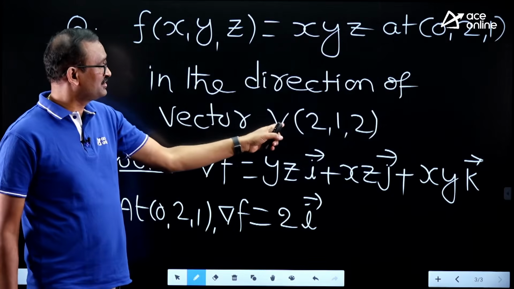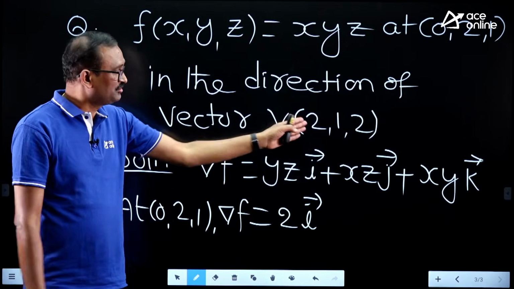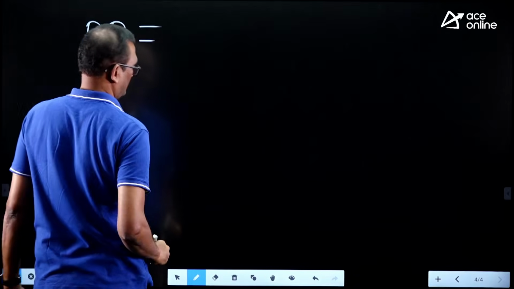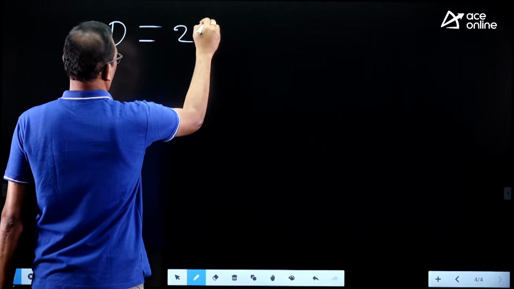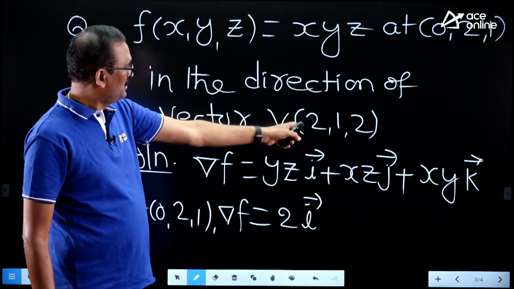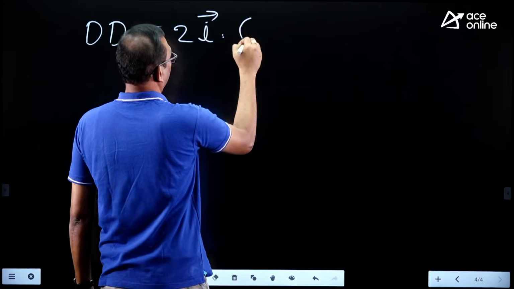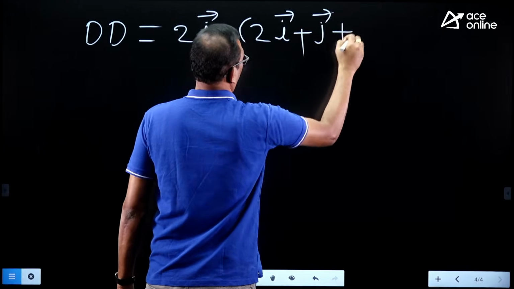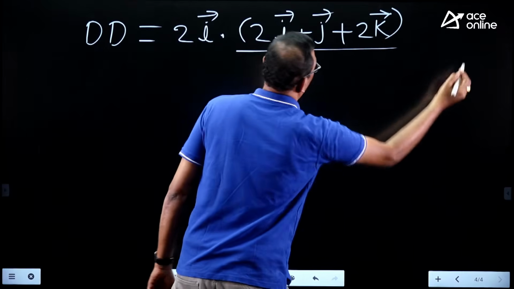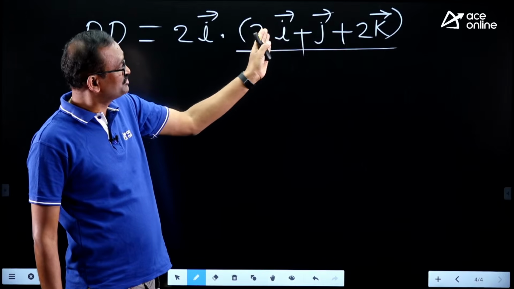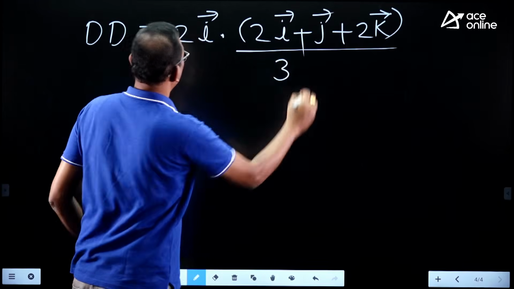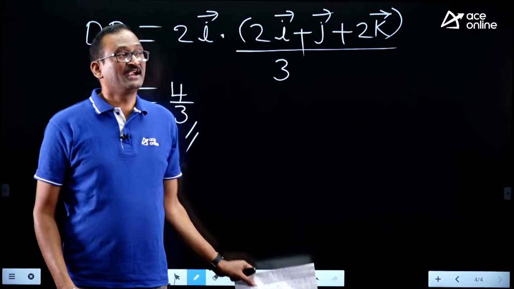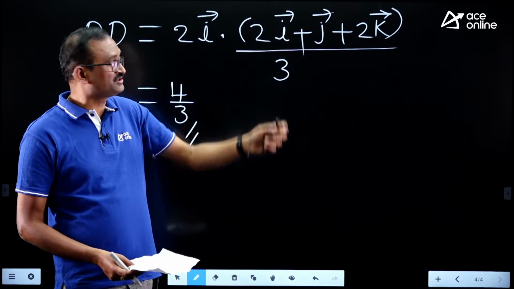But we want the gradient in the direction of the vector 2i bar plus 1j bar plus 2k bar. Therefore, the directional derivative would be 2i bar dotted with (2i bar plus j bar plus 2k bar) divided by the magnitude of this vector, that is the square root of 2 square plus 1 square plus 2 square, that is 3. So i dot i is 1, therefore 4 by 3 would be the answer. This is the directional derivative of the given function at the specified point in the direction of the vector 2i bar plus j bar plus 2k bar.